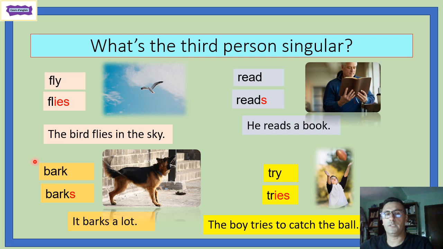Par exemple, on dit The bird flies in the sky. Bark devient barks. It barks a lot. Read devient reads. He reads a book. Try devient tries. The boy tries to catch the ball. Je relis. The bird flies in the sky. He reads a book. It barks a lot. The boy tries to catch the ball.